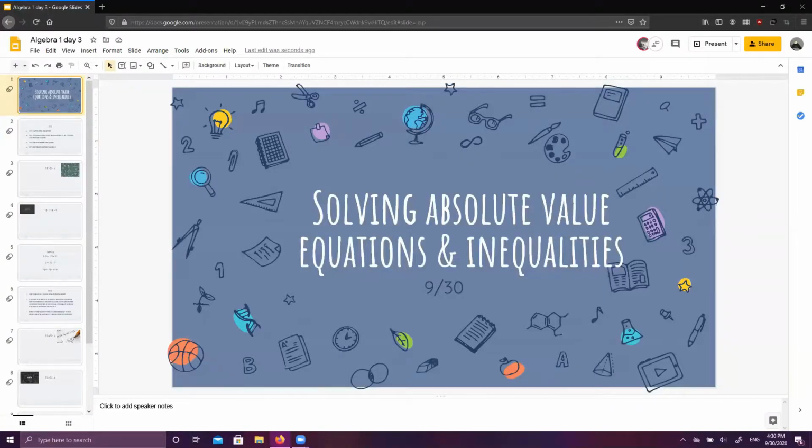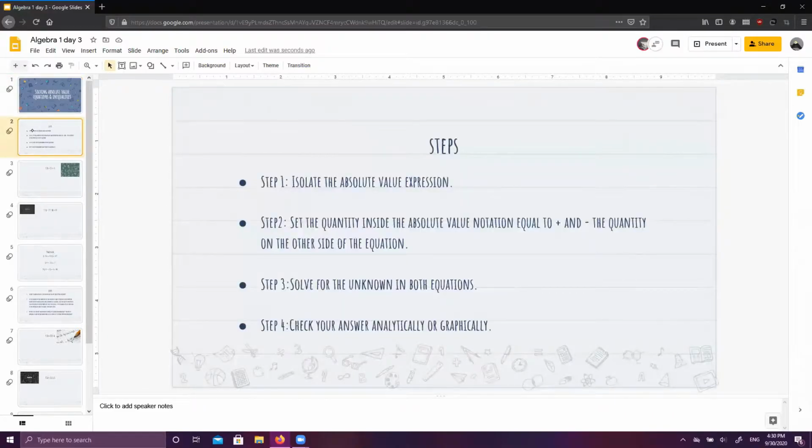Hi, today we are going to be learning how to solve absolute value equations and inequalities for our third day in our 35 days of class. First, we are going to be learning how to solve absolute values in equations.